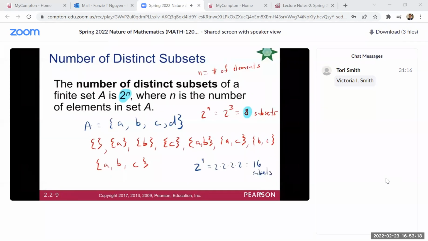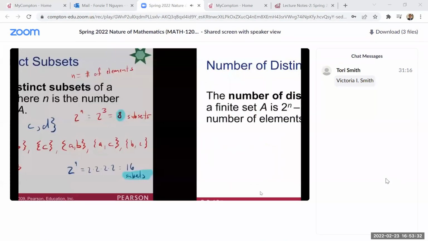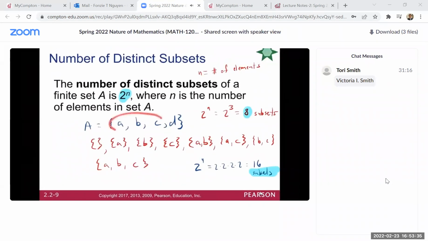So I'm not going to list them all out. That's going to take a while because you would have to write A, B, C, D, and then A, B, A, C, A, D, B, C, B, D, and then you'd have to write all the sets that only have 3 elements. So there's 16 total, but you could write them all out if you wanted to. All right, so that is how you figure out how many subsets there are.